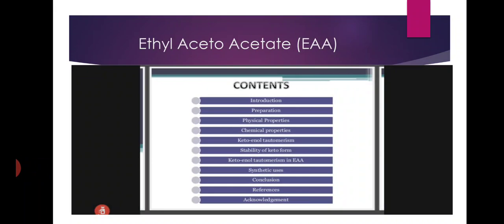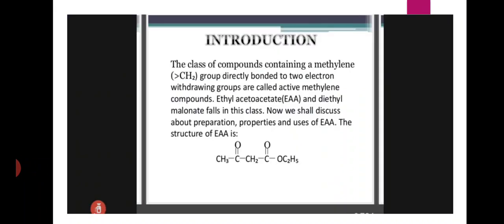Today we will discuss, okay, first, the introduction of ethyl acetoacetate. The class of compounds containing a methylene group directly bonded to two electron withdrawing groups are called active methylene compounds. Ethyl acetoacetate and diethyl malonate fall in this class. Now we shall discuss the preparation, properties and uses of ethyl acetoacetate.